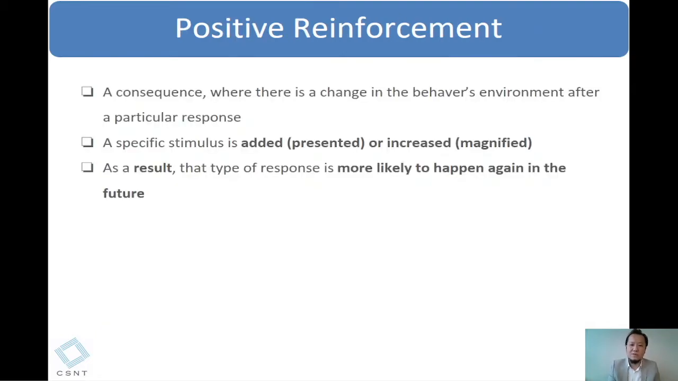Now, positive reinforcement is a consequence where there's a change in the behavior's environment after a particular response. This thing that we're introducing will be added, will be given, or it might be increased. As a result, because it is a positive reinforcement, it is likely to make the behavior reoccur when that same antecedent happens again. So that's the definition of positive reinforcement.